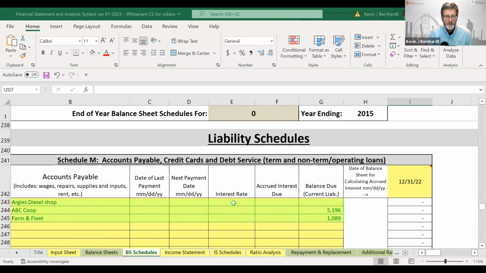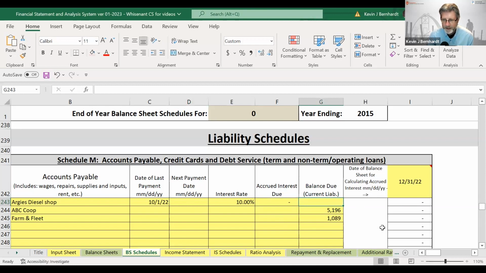So Argy's Diesel Shop, we have a 10% interest rate. The date of the last payment was on October 1st of 22. And today's date is over here on the right-hand side. You see this part right here. We need that to calculate accrued interest or get an estimate of accrued interest. So today's date, the date we're doing this balance sheet, is December 31st of 22. So that's what's recorded there. So zero interest, accrued interest due at this point.